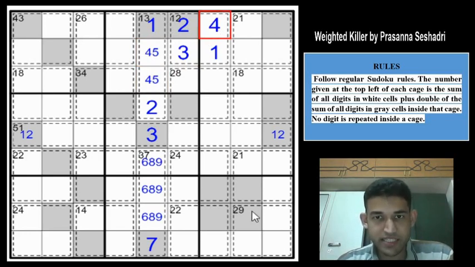So now we have made some progress. Where do we go and continue? We have a 14 cell cage here, so this must also be quite restricted in value. So can we have a 5 here? I am just going with a 5 because 6 looks too high to me. If you have a 5, this becomes 10, and then we need 4 more from 3 cells, not possible.